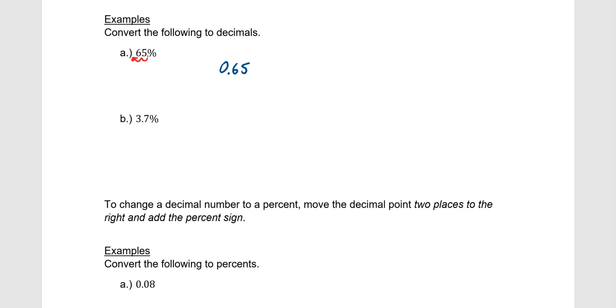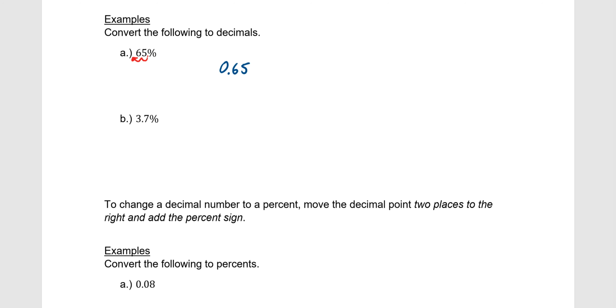Percent literally means for every 100. So 100 in terms of decimal movements would be two decimal movements. So that's why we use 2, because it's percent for every 100.